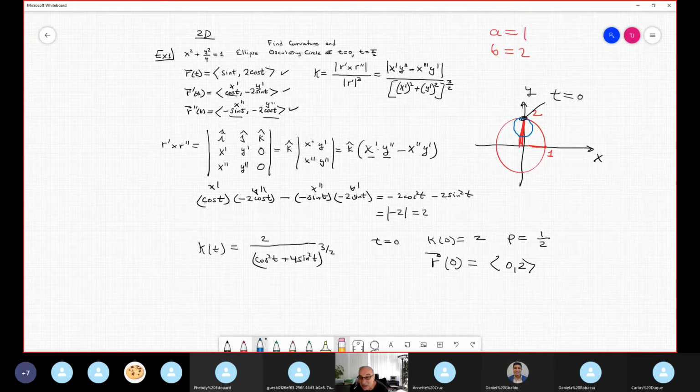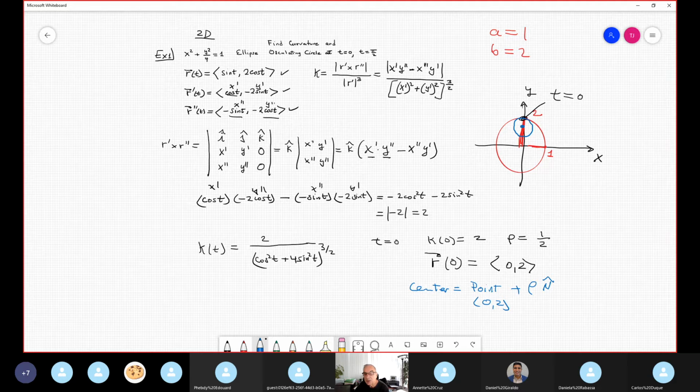Therefore, the center of this osculating circle is located approximately here. The formula to find the center of the osculating circle is the point, our point in this case is (0,2), plus the radius of curvature, which is 1/2, multiplied by the normal vector. A normal vector is a vector that points in that direction.